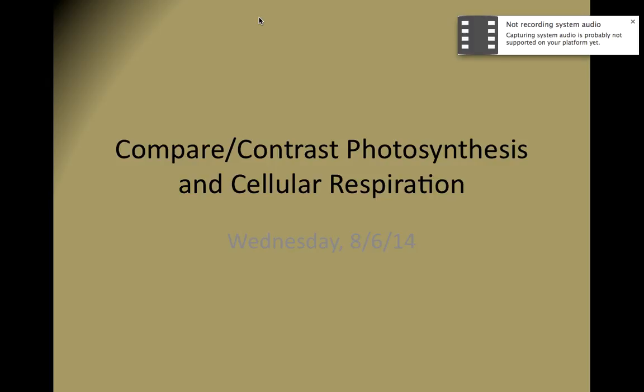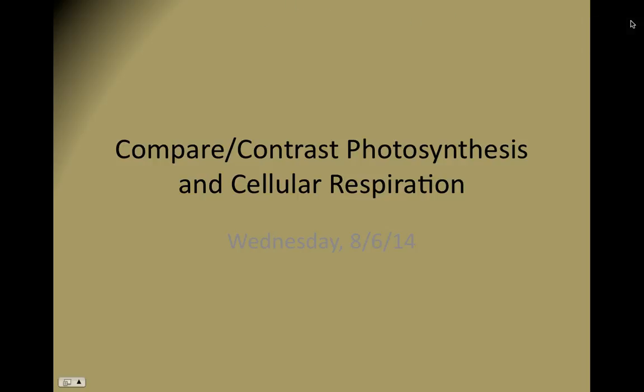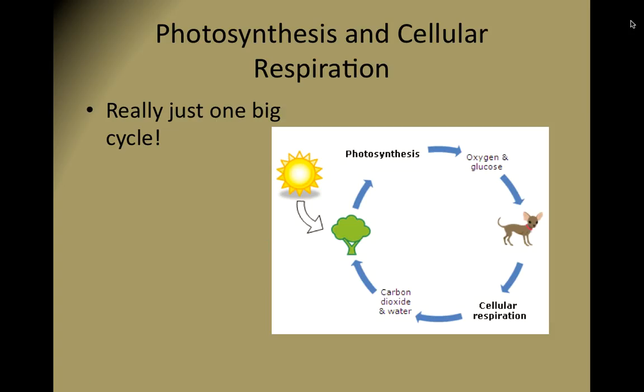Good morning, students. So, the last 2 days, we talked about two very similar processes: photosynthesis and cellular respiration. Why are they similar, you ask? Well, like we briefly touched upon yesterday, it really just acts as one big cycle. You can see right here from this diagram that it really is just one big cycle. Start with photosynthesis, makes oxygen and glucose, which is used for cellular respiration, which makes carbon dioxide and water, which is used for photosynthesis.